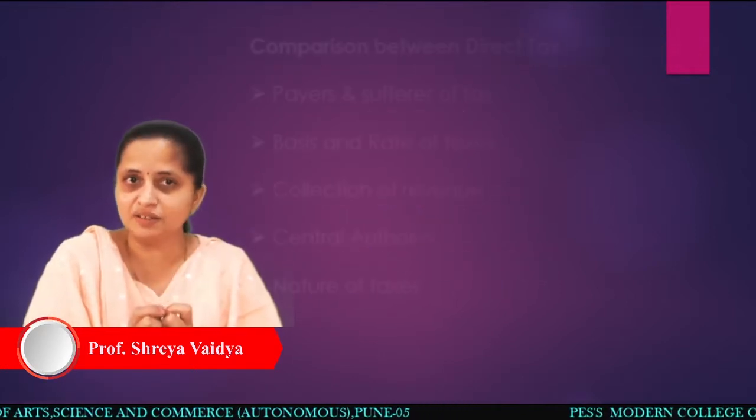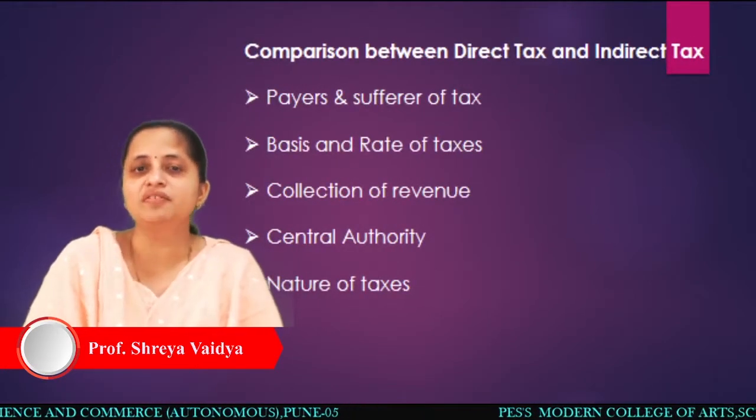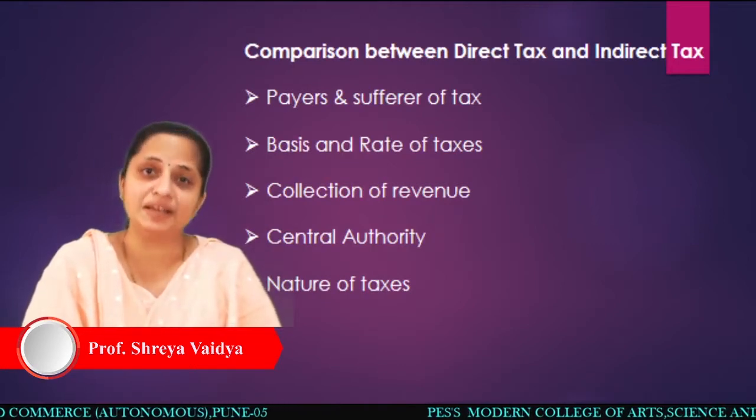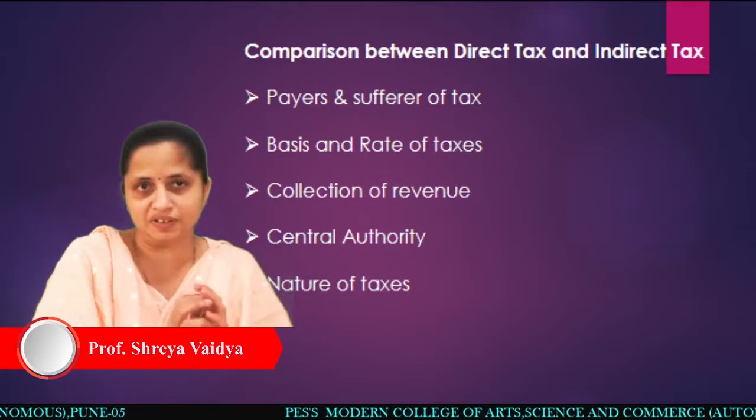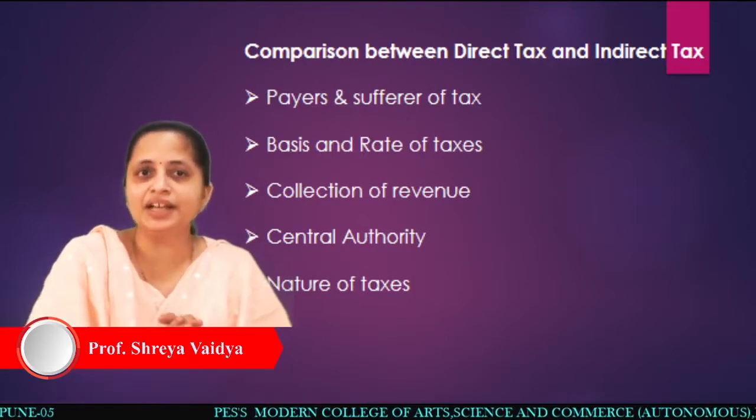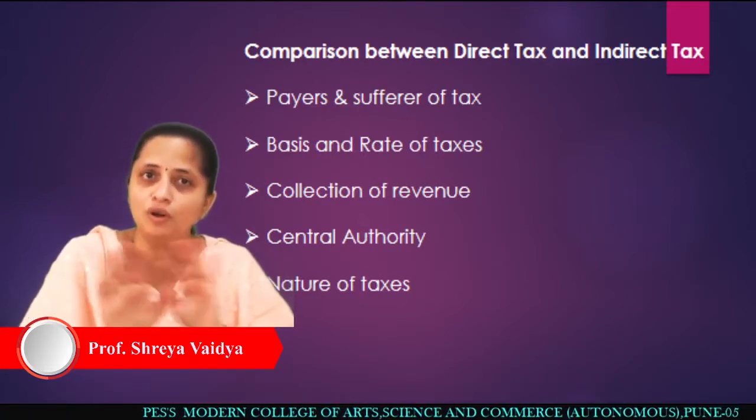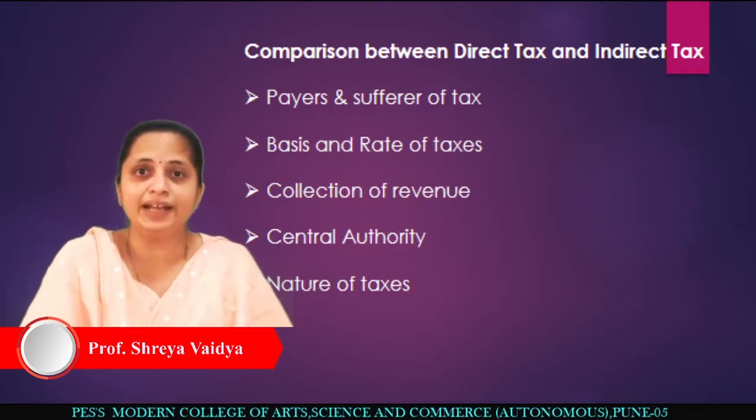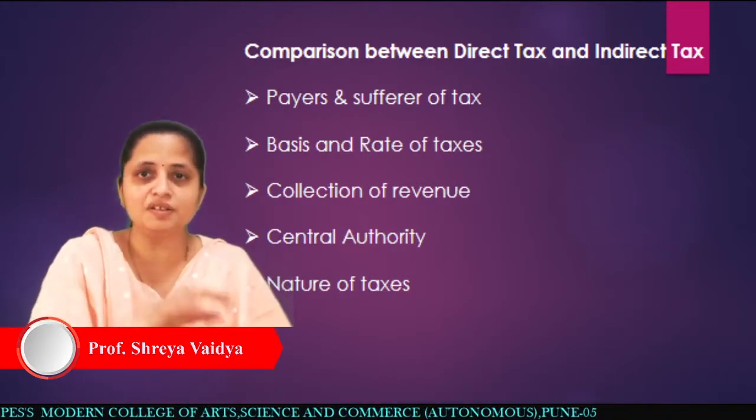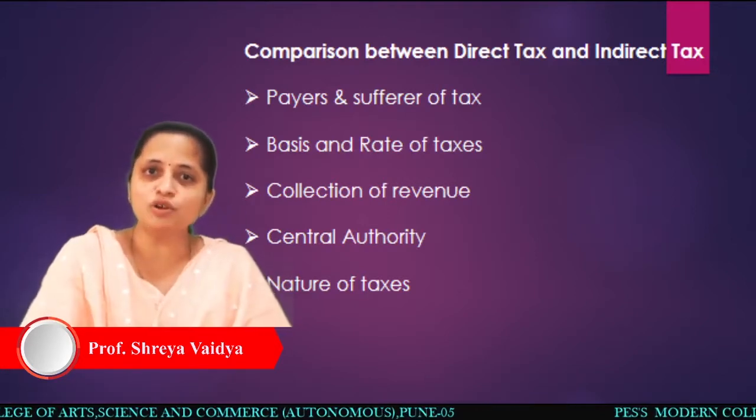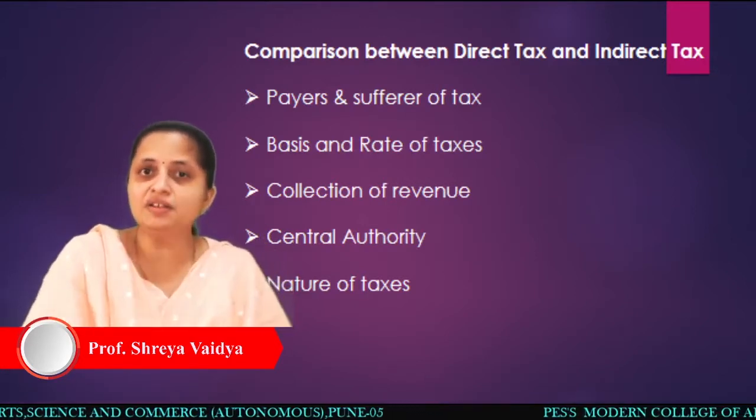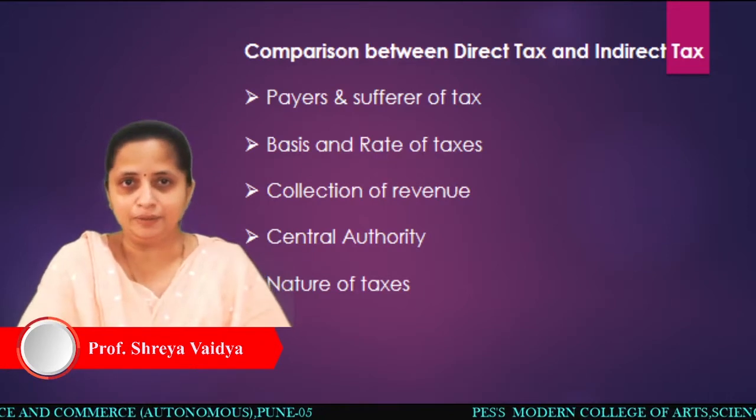In direct taxes, the payer of tax and the sufferer of tax are one and the same, that is, impact and incidence fall on the same person. While in indirect taxes, the payer of tax is not the sufferer of tax, whereas the sufferer of tax is not paying directly to the government. That is, the impact is on one head and the incidence of tax is on the other head.